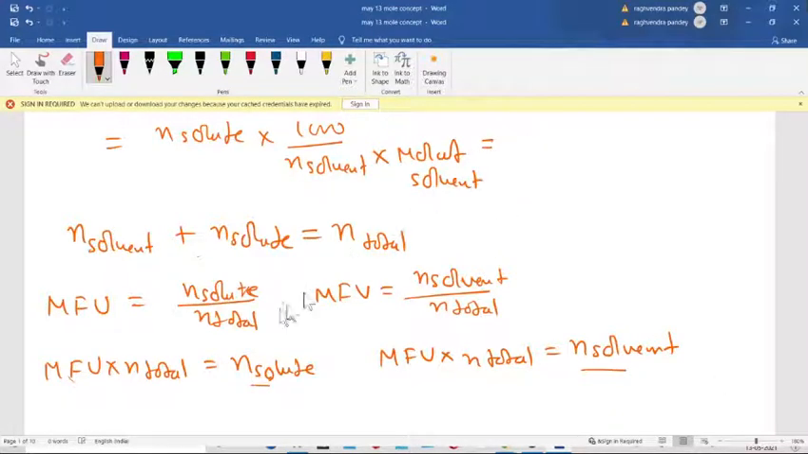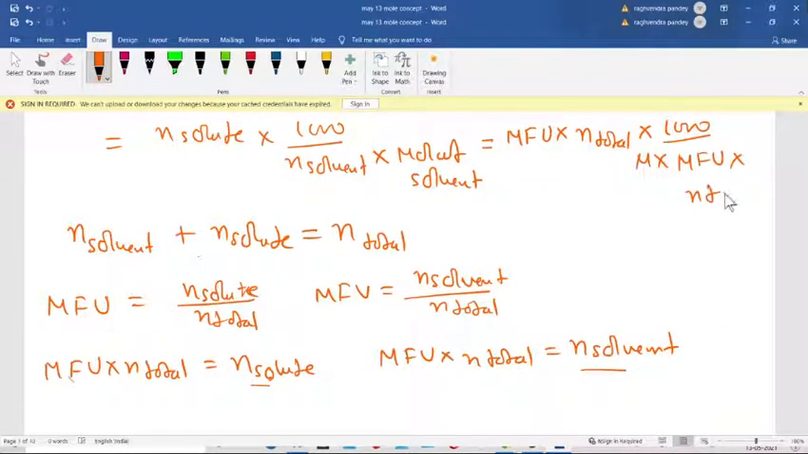So number of moles, MFU into n total into 1000. Okay, this molecular weight will remain. Molecular weight I am writing capital M into this MFV into n total, MFV into n total. Okay, this one. So this I can write.